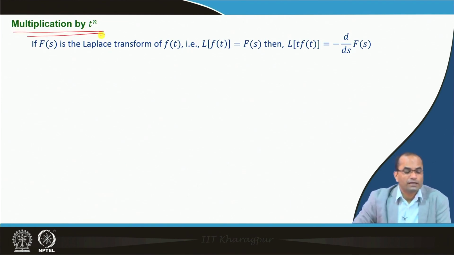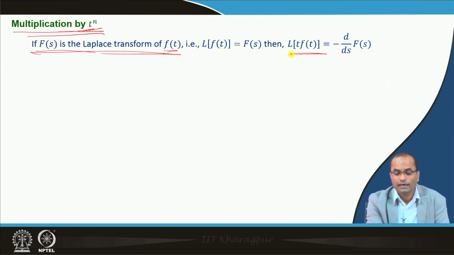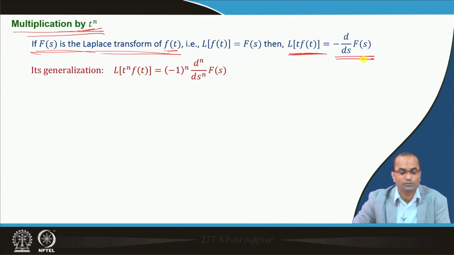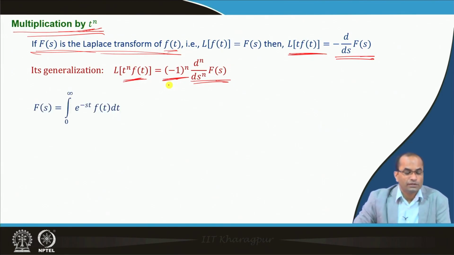The last result, or the last property for today's lecture, is multiplication by t power n. If F(s) is the Laplace transform of f(t), then we have the Laplace transform of t f(t). So, we can get it as minus d over ds of F(s). That is another nice property, and its generalization is that if we apply it repeatedly, for t power n f(t), minus 1 power n will come out and we have these derivatives there.